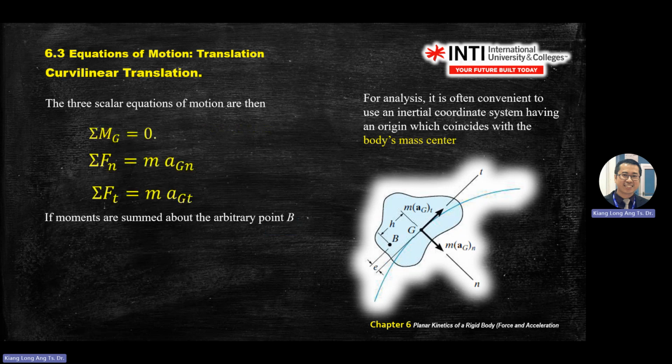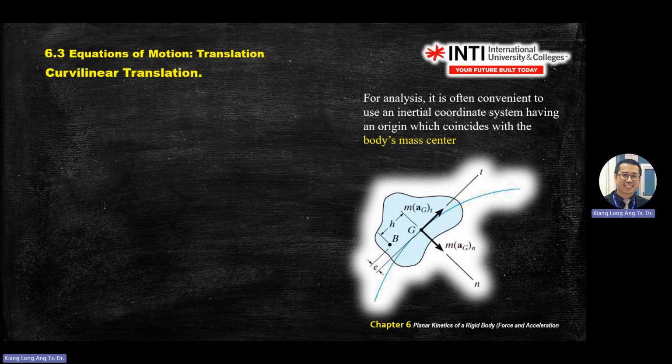And if you see curvature motion, you only need to use F equal to MA in normal direction, F equal to MA in tangent direction, then the equilibrium of moment will be 0, if it is a curvature rotation.